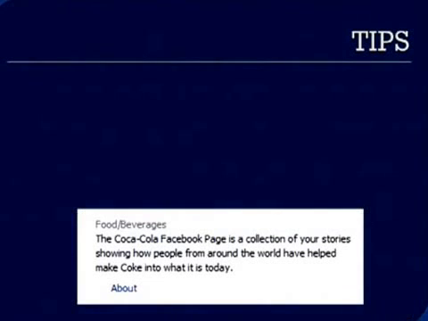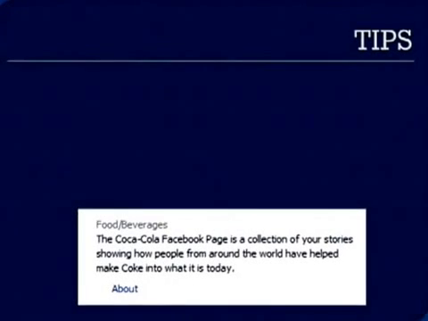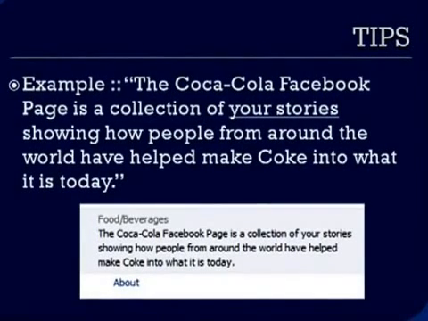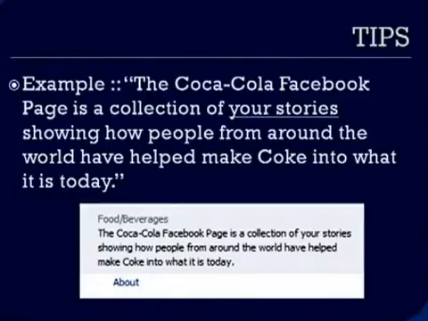Let me give you an example here. Coca-Cola. Their About section says, the Coca-Cola Facebook page is a collection of your stories showing how people from around the world have helped make Coke into what it is today. So when somebody reads that, they feel, wow, I'm a buyer and we've made what Coke is today. And you see how Coca-Cola geared that towards the reader? They did not say Coca-Cola is big because we make lots of Coke. They said we're big because of you.